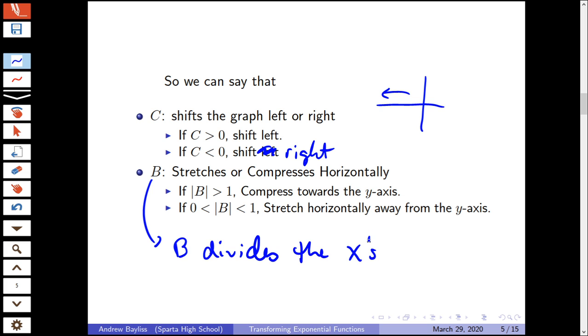All right, and so if b is a large number, when you divide, it's going to compress towards the y-axis. Points on the left and right are going to be compressed inwards, whereas if b is a fraction, it's going to stretch away from the y-axis.